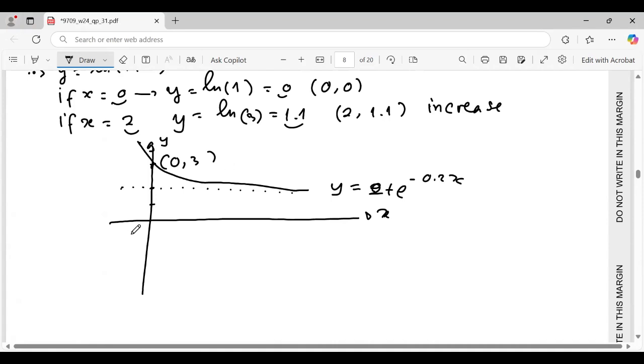And now the second graph goes from the origin to (2, 1.1), here, so it's going to be like this. There is one intersection, okay? One intersection. It means between this graph and this graph, y equals ln(1 plus x), there is one solution. This is the solution, the intersection.